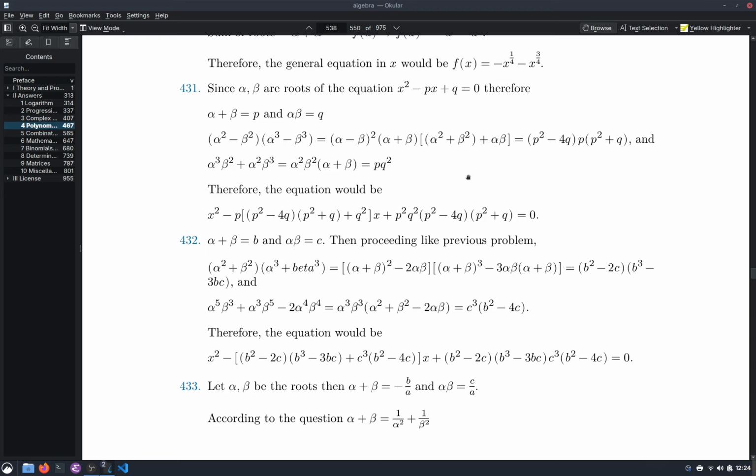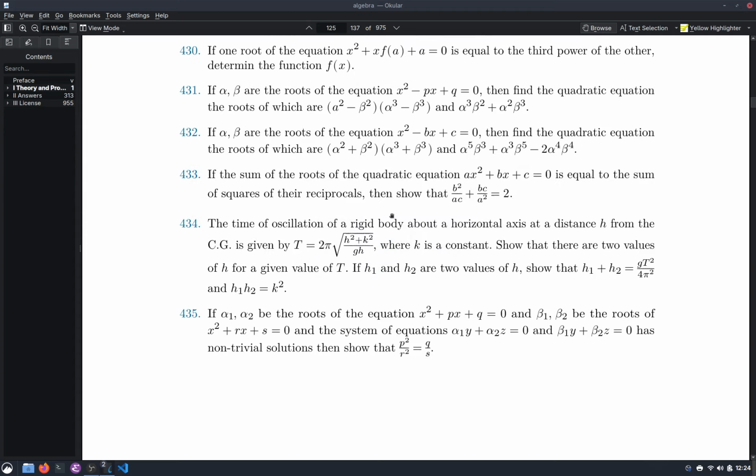Now once we have these two, we can represent this as x square minus p, where p comes from here, and then p square minus 4q into p square minus q. So we add these two terms, and then take p common. So p square minus 4q from here and p square minus q from here and q square from here. And the constant term would be the multiplication of those. So that's how we find the quadratic equation.